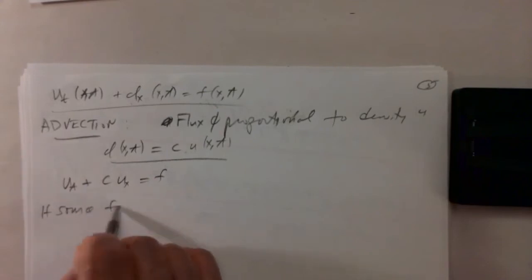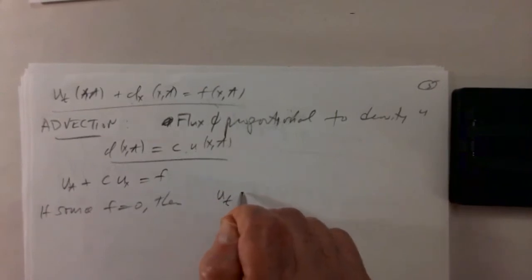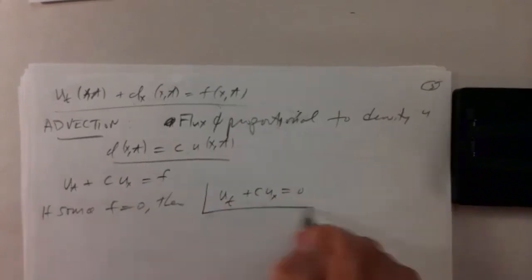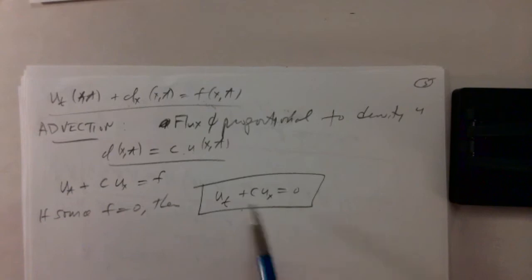If the source function f is zero, then we have the following partial differential equation: u_t plus c u_x equals zero. So this is a first order differential equation, right? The equation we've looked at most is a diffusion equation, which involves a second derivative. This equation involves only the first derivatives. We have an unknown function u, and the partial of u with respect to t, that's the first derivative. Partial of u with respect to x is the first derivative. And we have this relation.